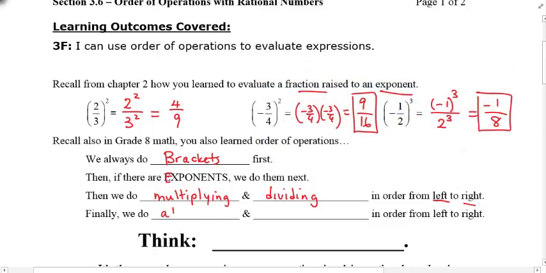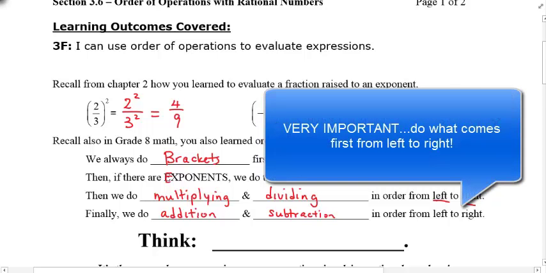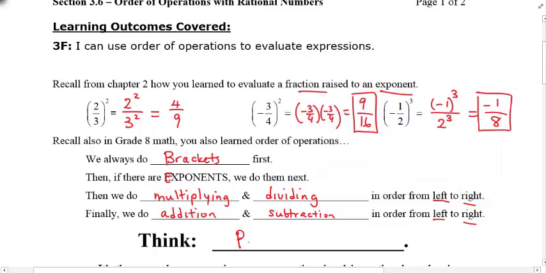And similarly, when we have addition and subtraction, we once again do it in order from left to right. Okay? How do we remember this? Some of you know the acronym BEDMAS. I guess I prefer to write it like this. B, E, and then D and M are actually the same level. And A and S, once again, those are done in order from left to right.